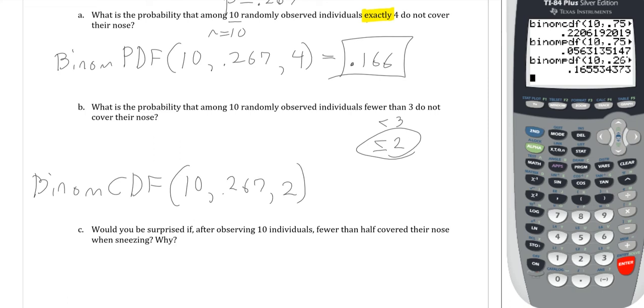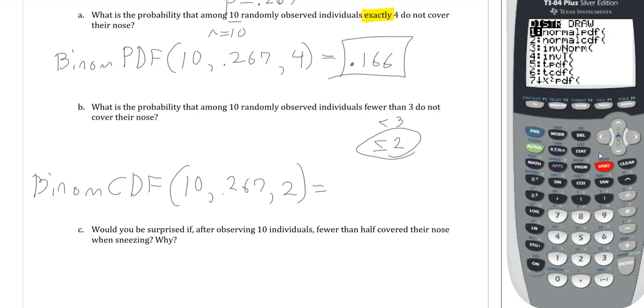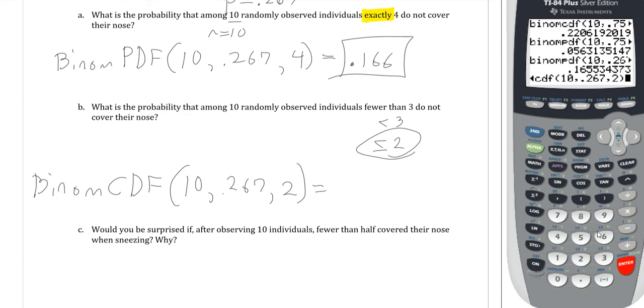10, 0.267, and 2, since we want at most 2 successes. So we have second vars. And then for Binomcdf, we have 10 trials, 0.267 chance of success, which is not covering their nose. And then 2 successes at most. That gives us an answer of 0.475.